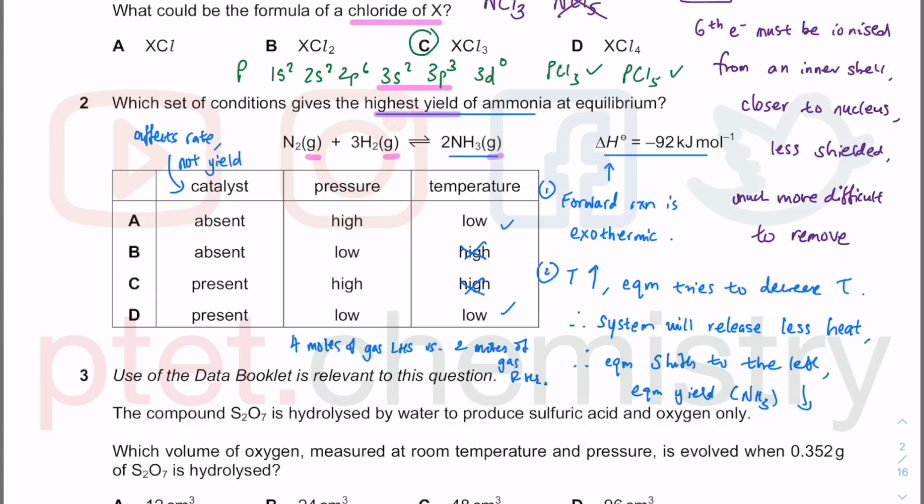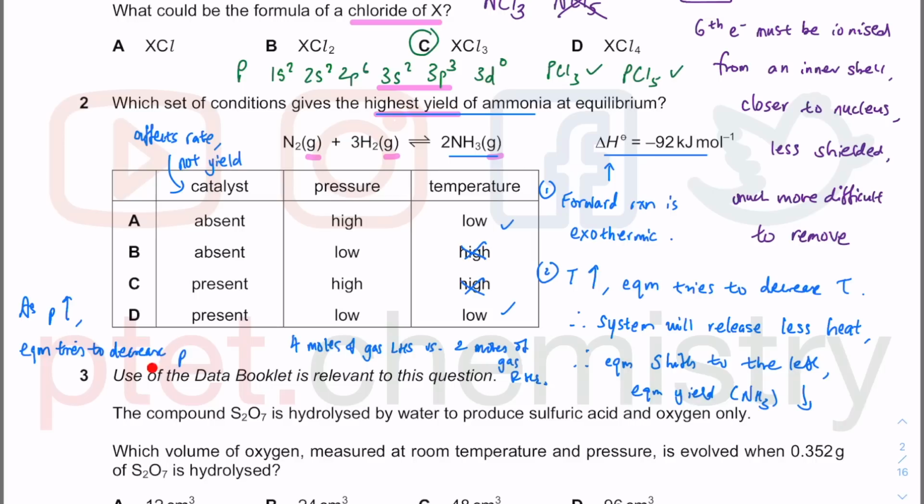So as you imagined, if you increase pressure, so this side, the right hand side has 2 moles of gas, there will be lesser pressure. If you increase pressure, so as pressure increases, equilibrium tries to decrease the pressure. So what will happen is the equilibrium will try to shift to the side with the lesser gaseous molecules. I beg your pardon, not decrease temperature, but decrease pressure.